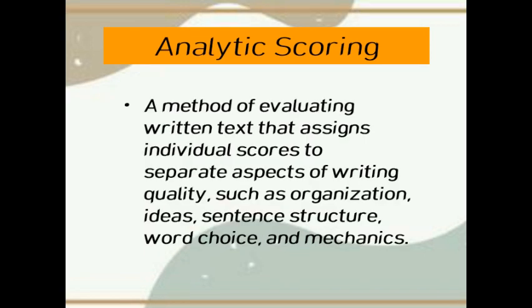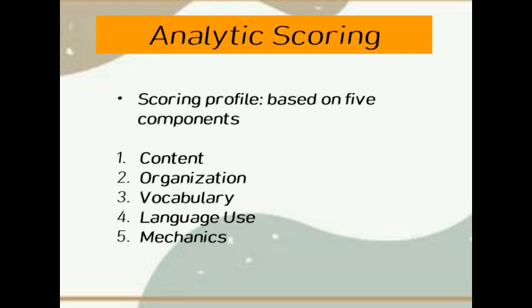Another method of scoring is analytic. It is the opposite of holistic scoring because it won't evaluate a composition based on its overall quality. Instead, there are categories used in scoring based on five components. We have the content, organization, vocabulary, language use, and the mechanics.